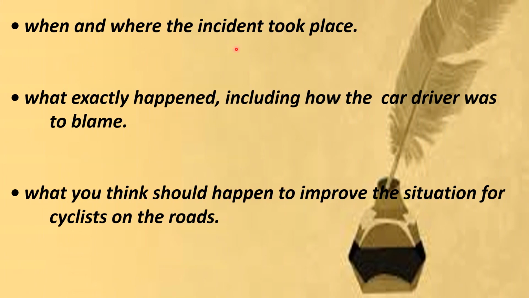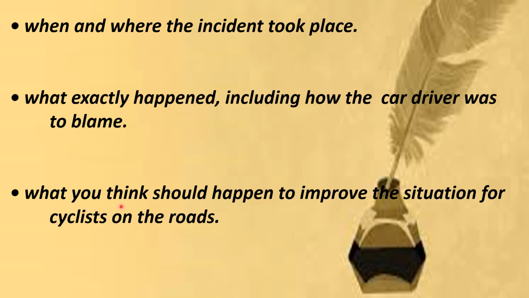When and where the incident took place. So this part is going to be in the past definitely. You can create any sensible situation. Please make sure that you are coming up with something logical that fits our senses, not something illogical. What exactly happened, including how the car driver was to blame. You can say that the car driver was over speeding, or you can say that the car was coming from the wrong direction, and the cyclist was right on his way.